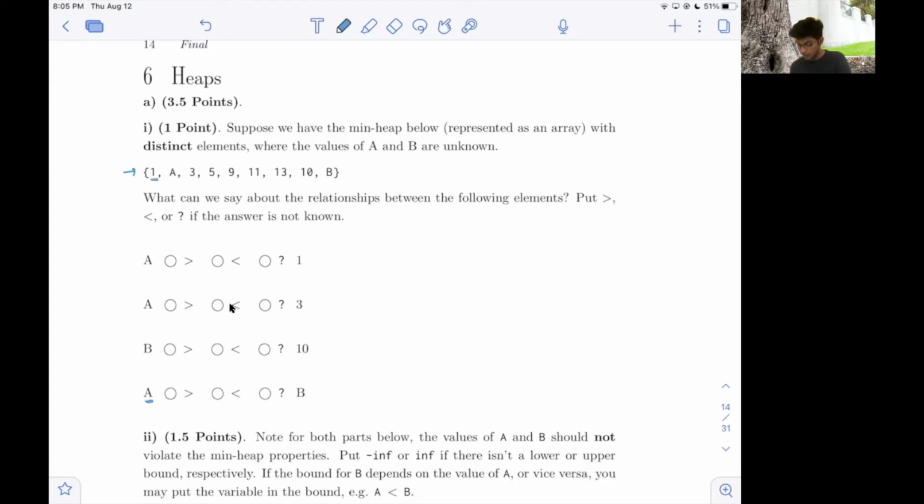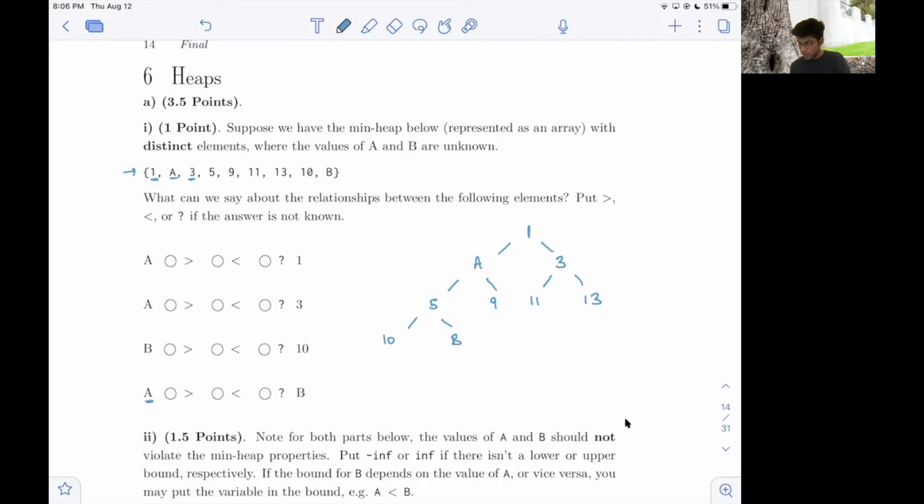So I notice that there's a 1 here, which would become the root. That's the first level. Then I put 2 children for 1 because heaps are binary trees, and I'll put A and 3 respectively in those 2 values. Then 5 and 9 under A, 11 and 13 under 3, and then 10 and B under 5. So this is the same heap as the one that we're given in array format, but this will make things a little bit easier to answer this question.